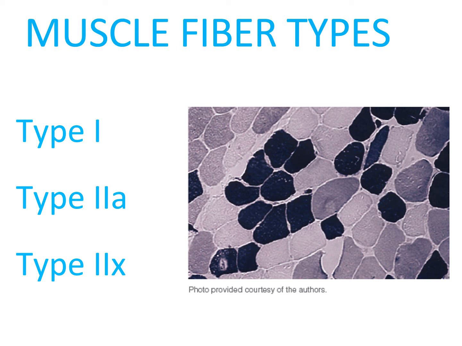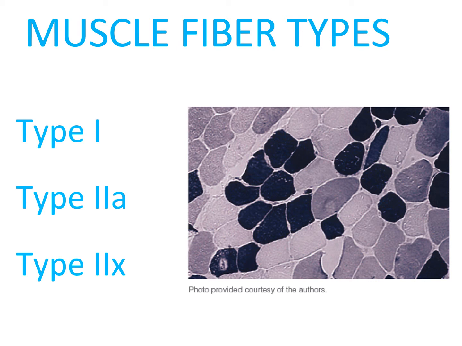Each individual muscle fiber has a unique characteristic. We tend to refer to these as muscle fiber types. The three that we will be concerned with in this class are type 1, type 2A, and type 2X. Type 1 fibers consist of about 50% of all the fibers in the average muscle. They have peak tension at about 110 milliseconds, so we refer to them as our slow twitch fibers.